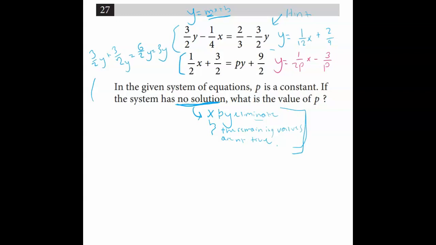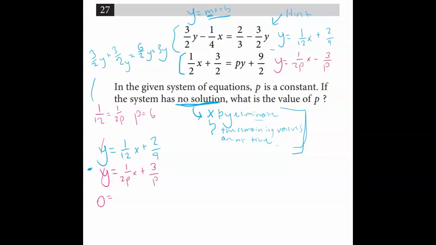So let's draw it. Well, we get y equals 1/12 x plus 2 over 9. We are subtracting y equals 1 over 2p x plus 3 over p. So we already have these y's canceling out, so these equal 0, but we need these x's to cancel out. So we need the coefficient of x to be the same value. Well, we have 1/12. We need it to equal 1 over 2p. Well, wouldn't it make sense to make it so p equals 6? Because then we'd have 1/12 on both sides.